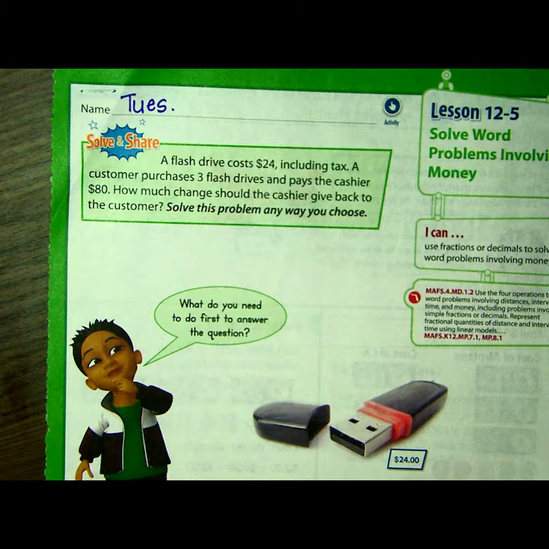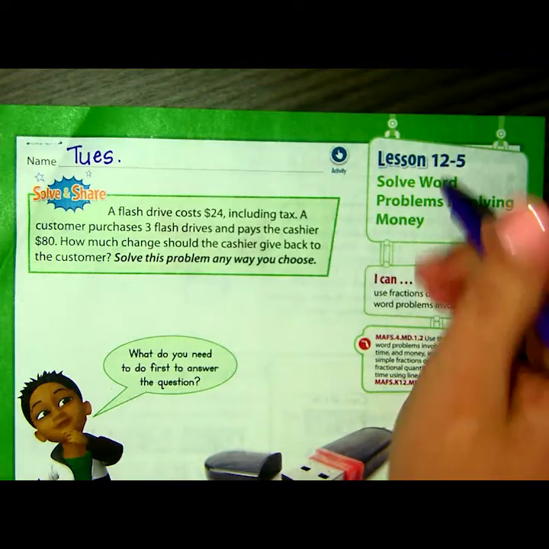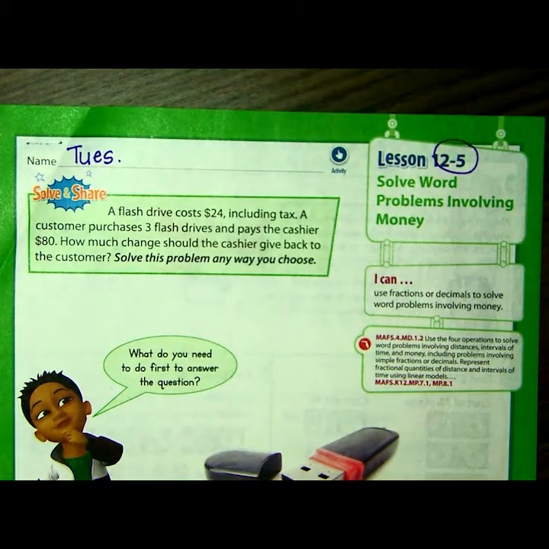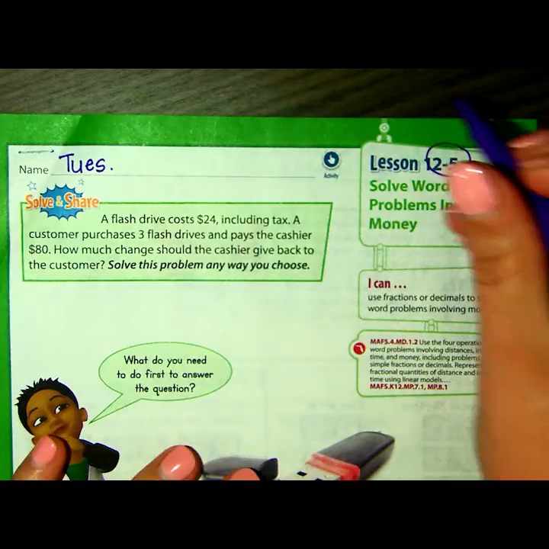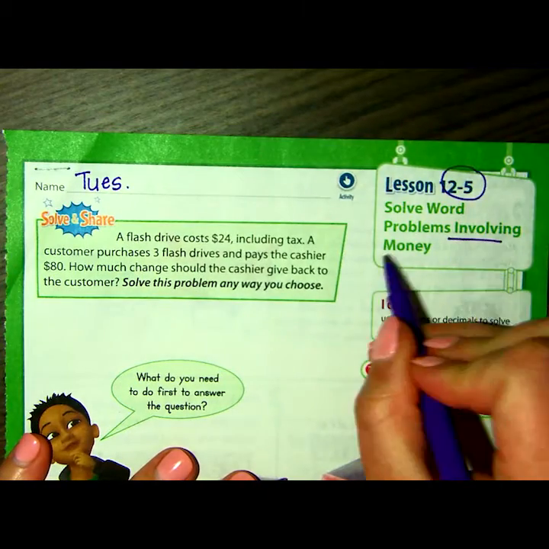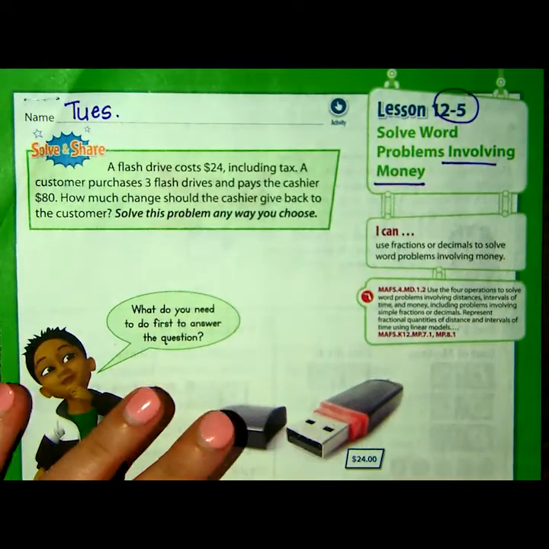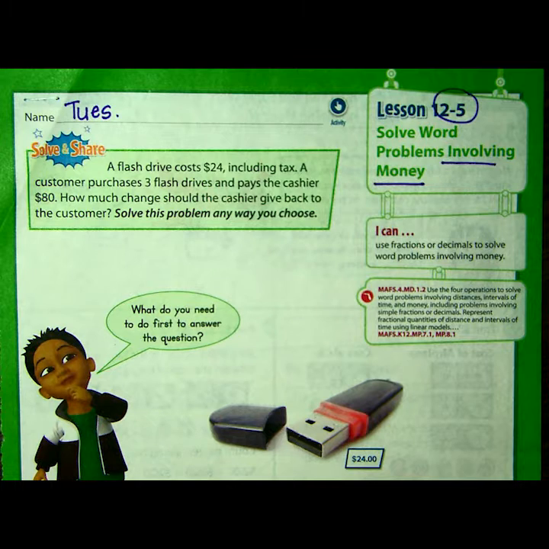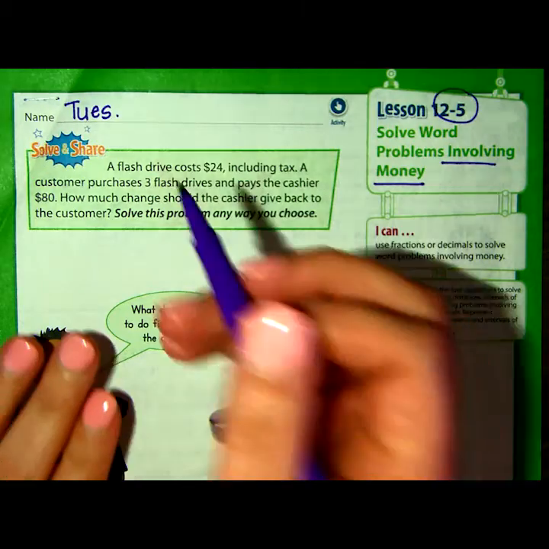So today we are working on topic 12, and this is lesson 12-5. And today we are going to solve some word problems that involve money. So we are on page 461 right now in volume 2. If you do not have that, go ahead and get your math book and let's get started.